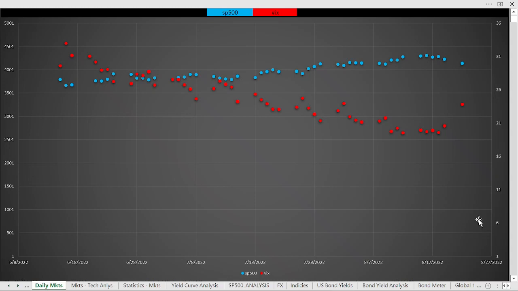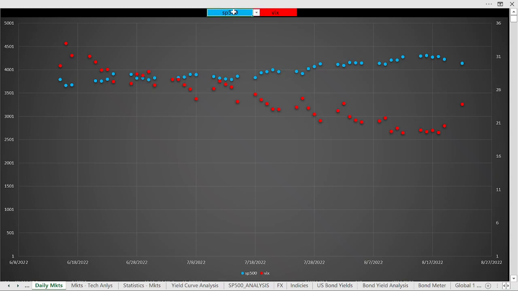Now, the chart in front of us, the blue dots represent the S&P 500. The red dots represent the VIX, the Volatility Index. The Volatility Index, also known as a fear gauge, moves in opposite directions of the stock market. Traders tend to buy options as a hedge or any type of insurance when equity markets get weak. So when stocks go down, the VIX, the volatility index, goes up.